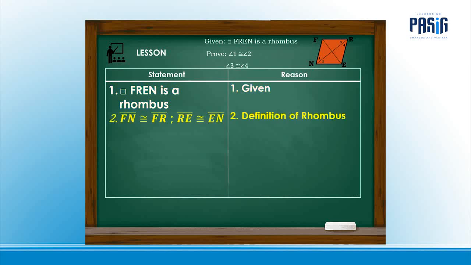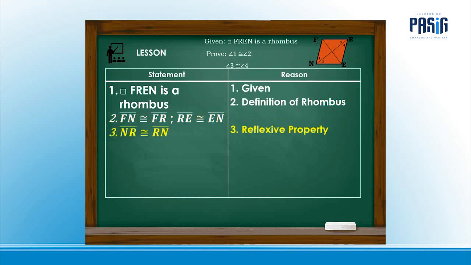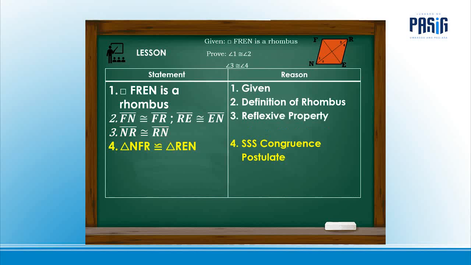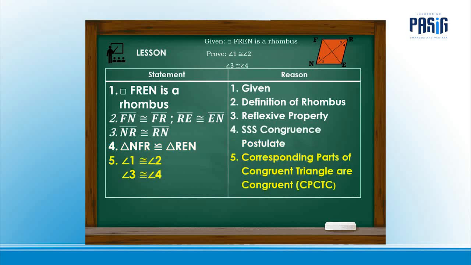Then the next statement now is that side FN is congruent to side FR. Also, side RE is congruent to side EN for the definition of rhombus. And then we must say that NR is congruent to RN by reflexive property. And then, triangle NFR is congruent to triangle REN for SSS congruence postulate. Therefore, we can prove that angle 1 is congruent to angle 2 and angle 3 is congruent to angle 4, since corresponding parts of congruent triangles are congruent.